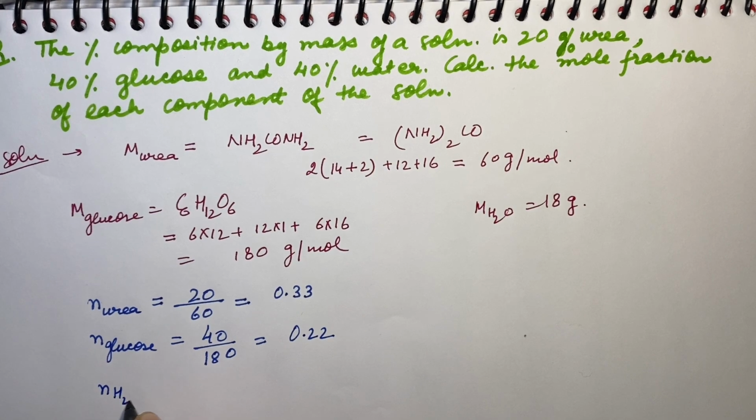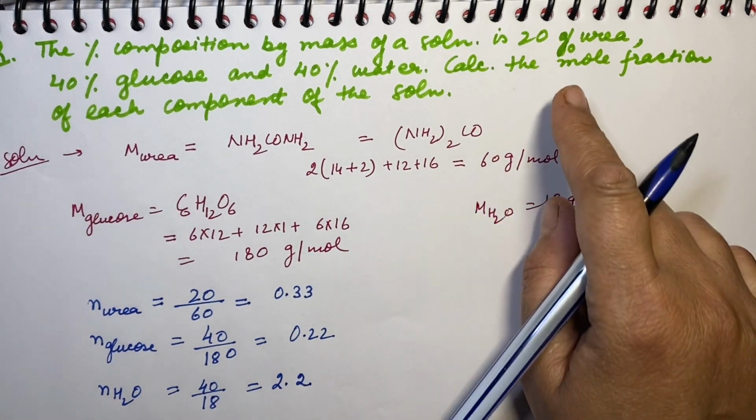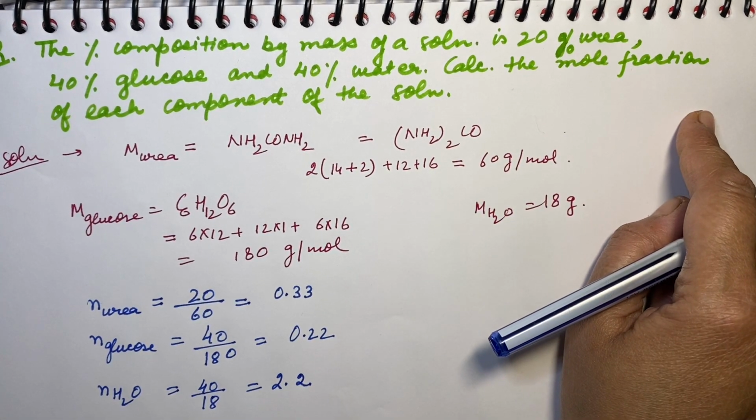Number of moles for water: the percent of water is 40 divided by 18, which comes out to be 2.2. So individually we can calculate the number of moles. Now calculate the mole fraction of each component.